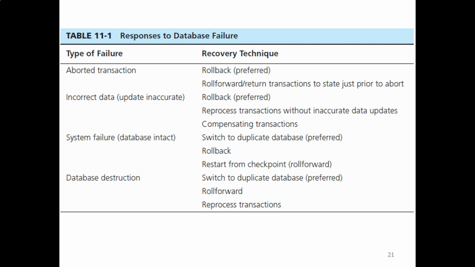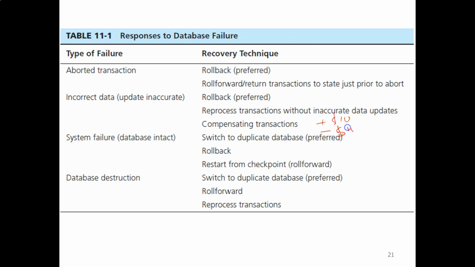If we found that there is incorrect data in the database, what can we do? Well, the preferred recovery, again, is rollback to make sure that all the incorrect transactions are rolled back and then reapply all the transactions. An alternative would be to rerun the transactions without including inaccurate data updates. Right? So you find the latest backup and rerun the transactions without the incorrect data. And another alternative is to compensate the errors in the transaction. For example, in the transaction, somehow you added $10 extra to the amount. And then you can conduct a compensating transaction to deduct $10.